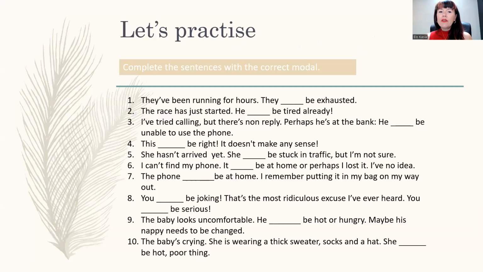Okay, now let us have a look at some sentences, some examples. Okay, so let's practice together. Sentence number 1. Here you are to choose from must, can't, could, and might. They have been running for hours. They ___ be exhausted. What's your logical conclusion? Number 2, the race has just started. He ___ be tired already. So you see there is a difference between these 2 sentences.